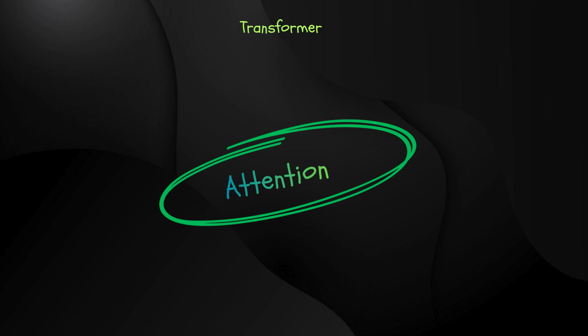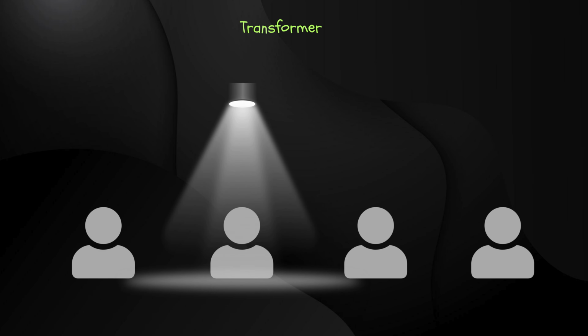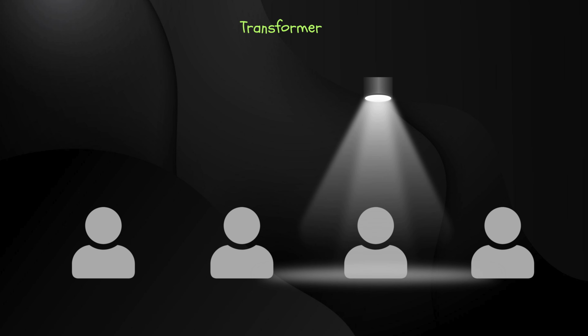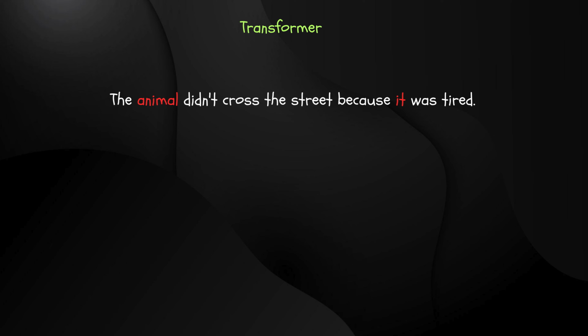Now, inside the transformer, the most important innovation is something called attention. Imagine a theater performance. Several actors are on stage at the same time, but whenever someone speaks, a spotlight operator decides where the audience should focus. Attention works in a very similar way. As the model processes each token, it decides which other tokens are most relevant at that moment.